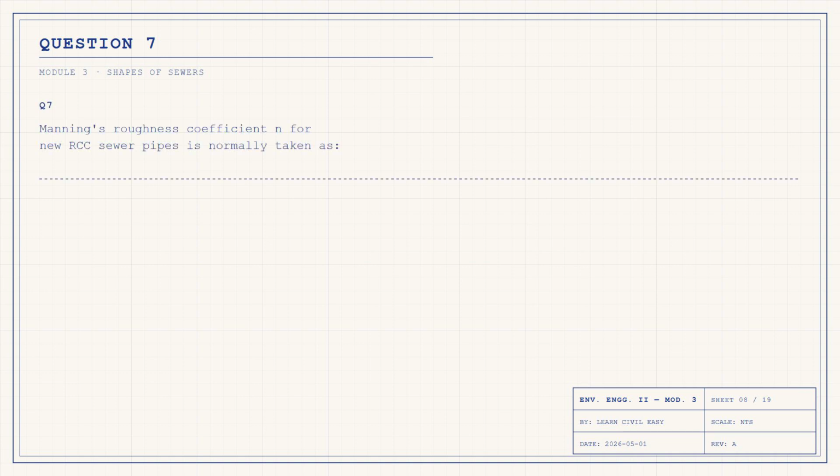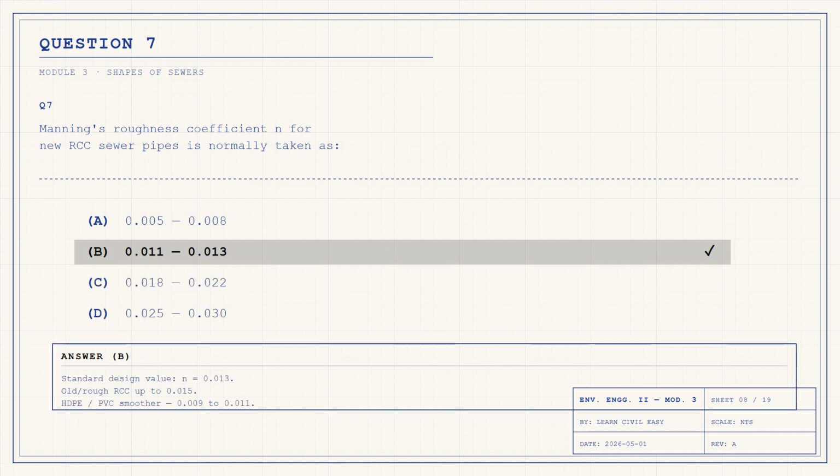Question 7. Manning's roughness for new RCC sewer pipes. The correct answer is B, 0.011 to 0.013. Standard design value is 0.013. Old or rough pipes go up to 0.015. HDPE and PVC are even smoother at 0.009 to 0.011.